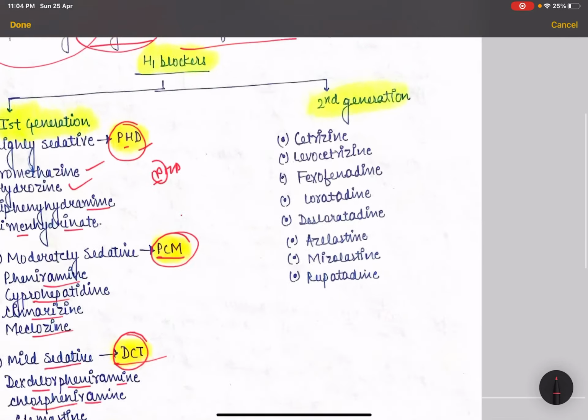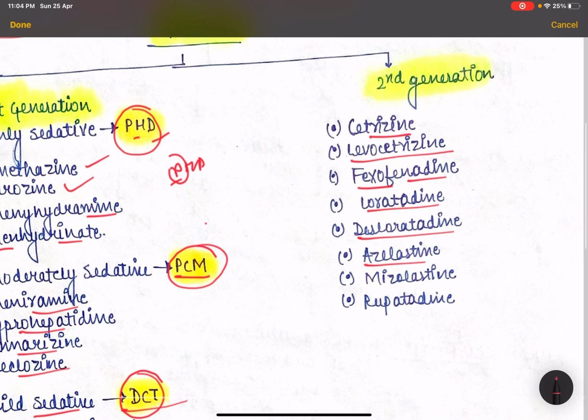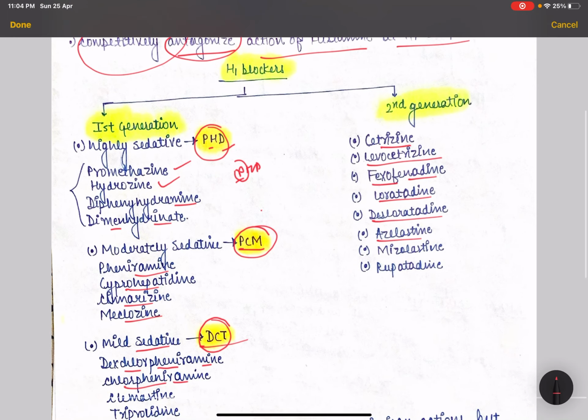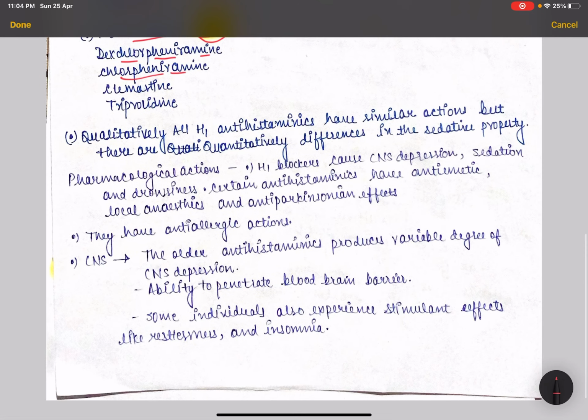Okay, and second generation drugs are like cetirizine, levocetirizine, fexofenadine, loratadine, desloratadine, azelastine, mizolastine, and rupatadine. In this video, we will be discussing first generation drugs. Second generation drugs will be discussed in the next video. We discussed that qualitatively all the H1 antihistaminics have similar actions, but they are quantitatively different in the sedative property. Now, pharmacological actions.